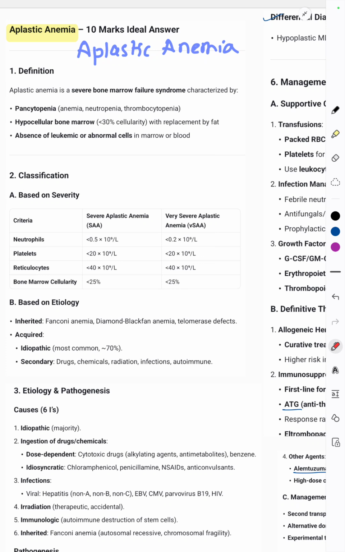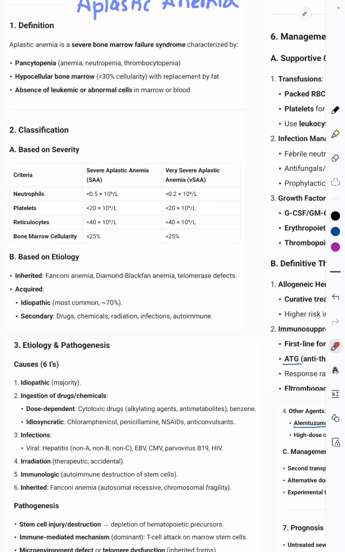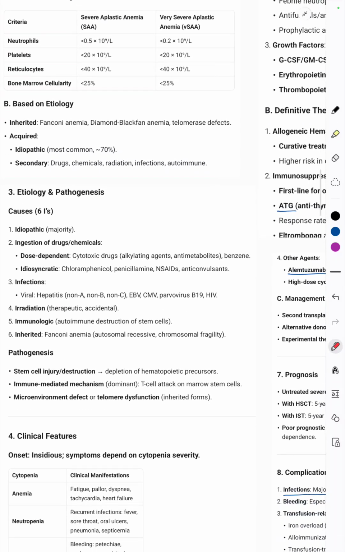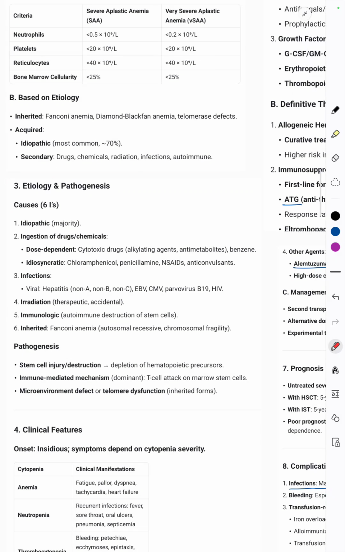It is considered to be severe aplastic anemia if the neutrophil count is less than 0.5 × 10^9, and if it is less than 0.2 × 10^9, then that is called very severe aplastic anemia. However, the cellularity in both conditions can be less than 25%. Based on the etiology, it can be inherited aplastic anemia. Inherited aplastic anemia is seen in Fanconi syndrome, Diamond-Blackfan anemia, and telomerase defects. Acquired is most commonly idiopathic, and due to drugs, chemicals or radiation.